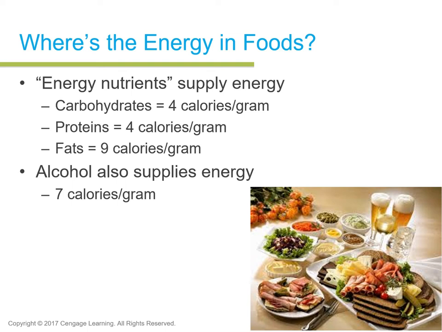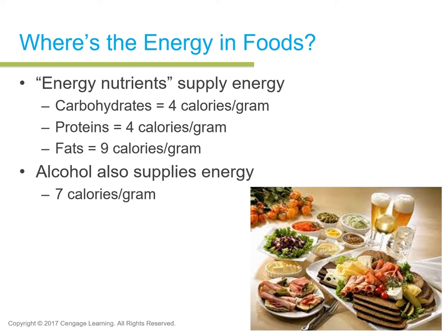For example, if I asked you to pull out a packaged granola bar from your backpack, it would say something like you get 20 grams of carbs if you ate that granola bar. So you would take 20 times 4 to get how many calories you would be getting from those 20 grams of carbohydrates. Some of you can do this in your head, but 20 times 4 would be 80 calories. Okay?